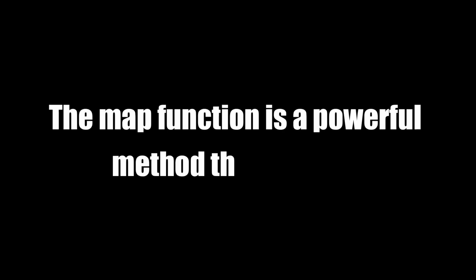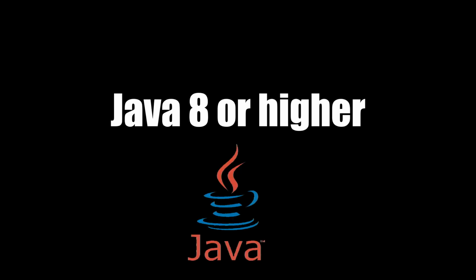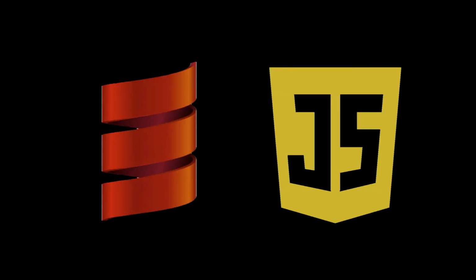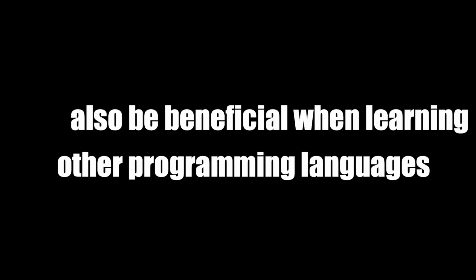Alright, so what is the map function? Well, the map function is a powerful method that we have in Java 8 or higher. And we also see this map function in many other programming languages like Scala and JavaScript, for instance. Now this means that understanding the map function can also be beneficial when learning other programming languages. Within Java we can find the map function in the optional class and in the stream interface. So let's zoom in a bit deeper.